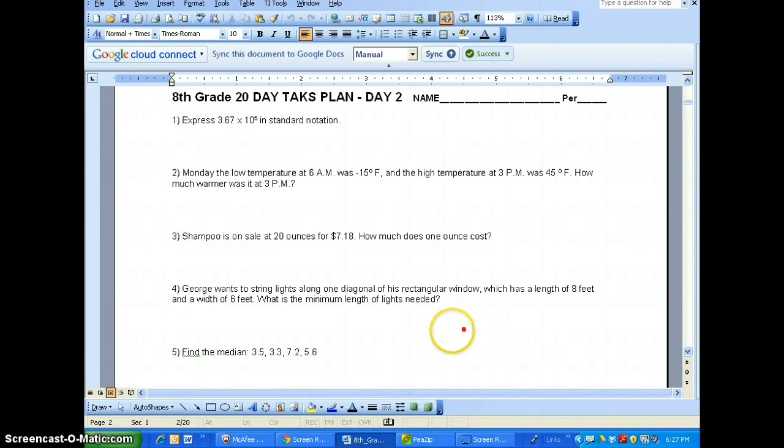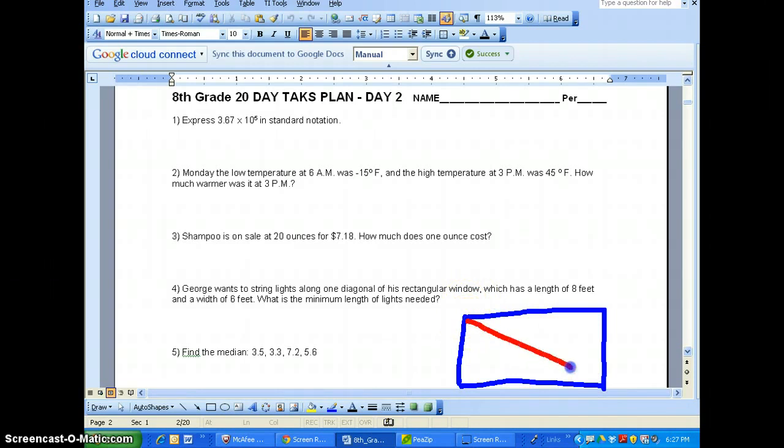Number 4. George wants to string lights along one diagonal of a rectangular window. Go ahead and draw your rectangular window. They use the clue word diagonal. You guys wrote this down on your formula chart. If you see the word diagonal, you should be thinking what? Yeah, the diagonal cuts that rectangle into 2 right triangles.